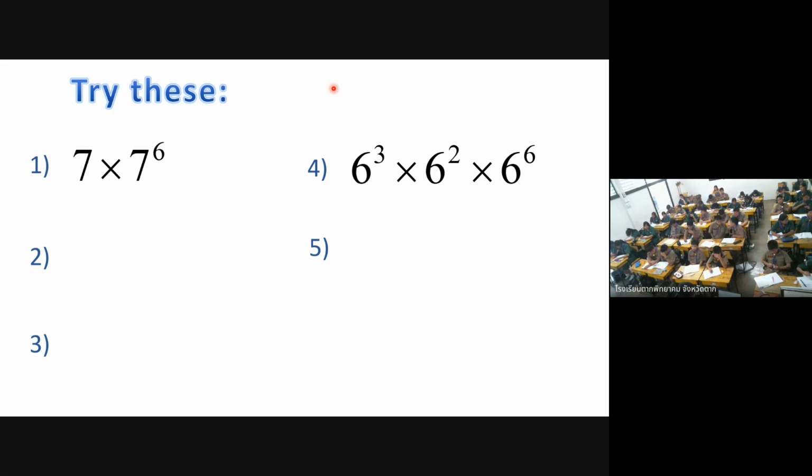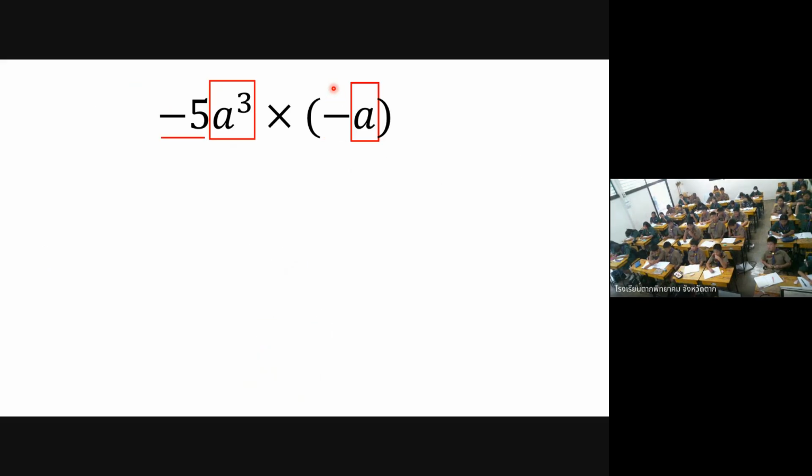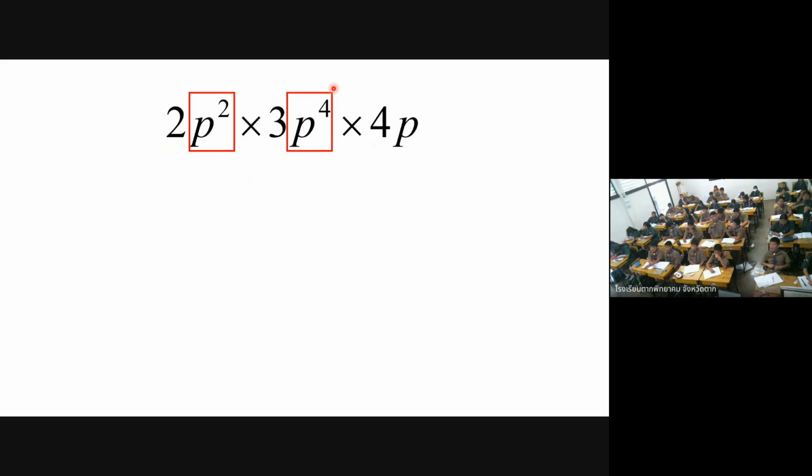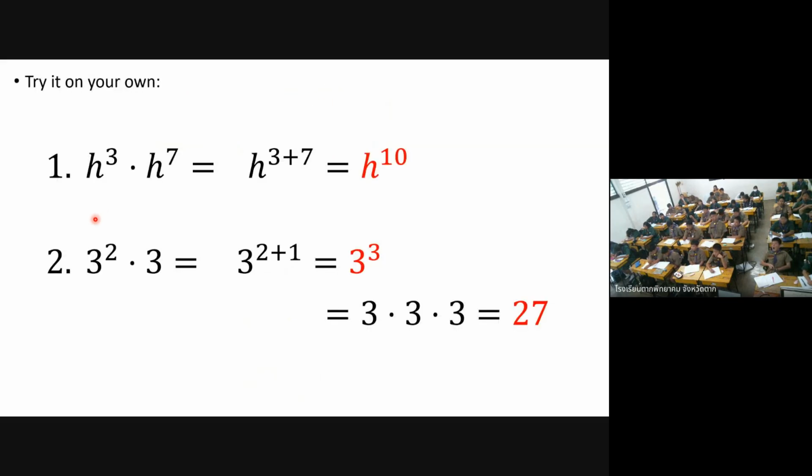Again, everyone. I told you before, right? The rule is you're gonna copy the base, H, you copy H. 3, you copy 3. The rule is you're just gonna add the exponents.